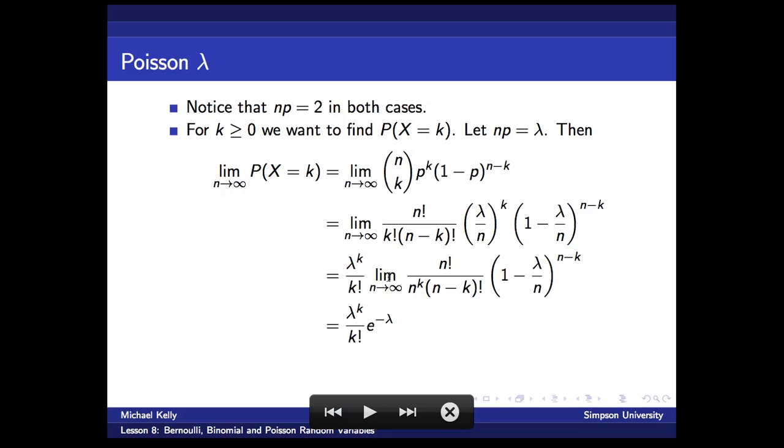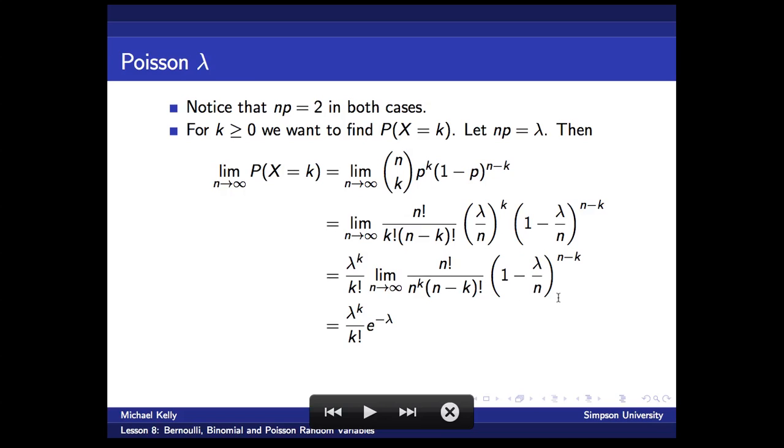And now we have the limit as n goes to infinity of n factorial divided by n to the k times n minus k factorial, and then 1 minus lambda over n to the n minus k. In this first part of the product, we actually have n values on top and n values on bottom. The n minus k factorial will cancel a bunch of the terms of the n factorial, and we'll be left with k terms on the top, but we also have k n's on the bottom. And as n goes to infinity, all of those terms will tend to 1. So this first fraction just goes to 1.